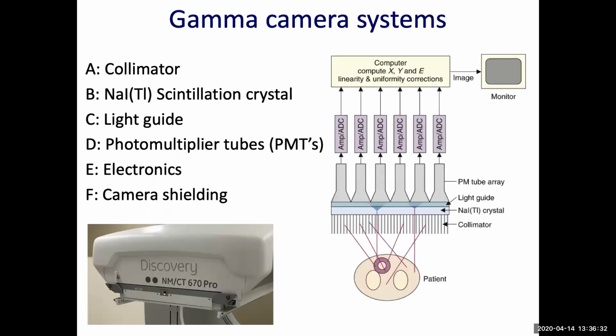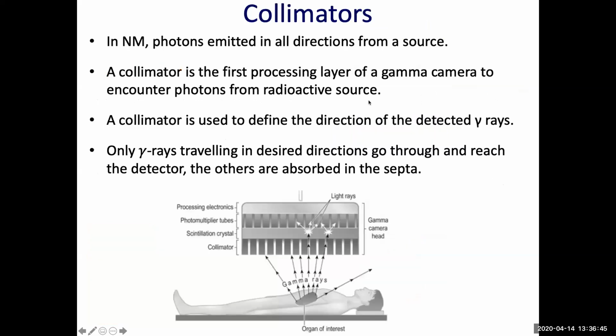The main components of the gamma camera detector are the collimator, first part here, then the scintillation crystal. We have a light guide between the scintillation crystal and the photomultiplier tubes, and other electronics. We'll go quickly through component by component. In nuclear medicine imaging, the radiation from the radioactive source is emitted in all directions. Hence, we need a collimator to be fitted. An imaging collimator is used to define the direction of the detected gamma rays. This is the main function of the collimator.